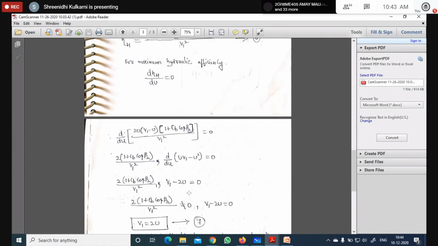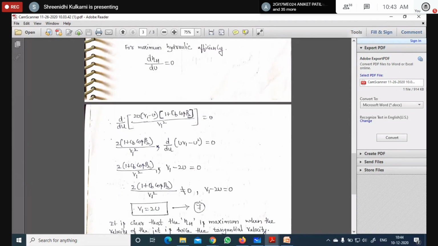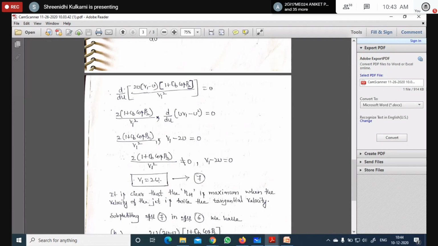Clear? So whatever the outside term is, it is not equal to 0, but whatever we have, v1 minus 2u, that is equal to 0. So further we can write this as v1 is equal to 2u.